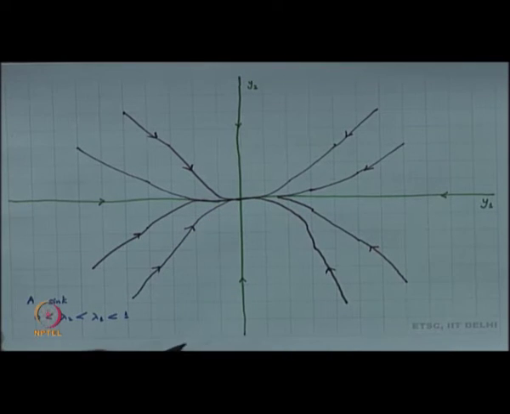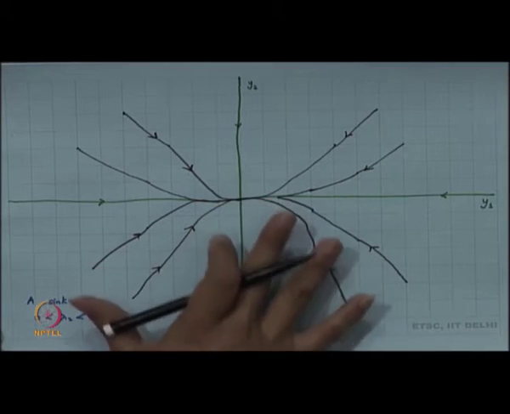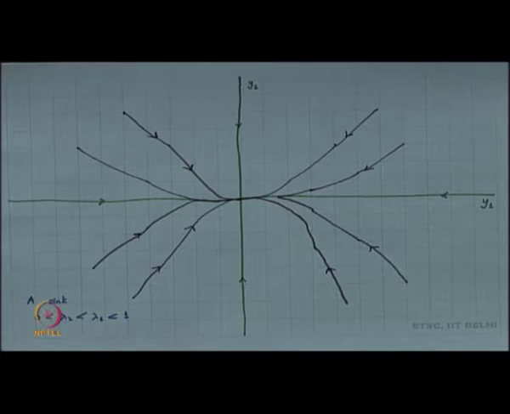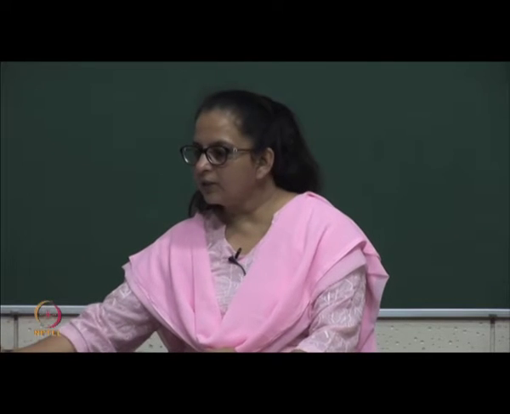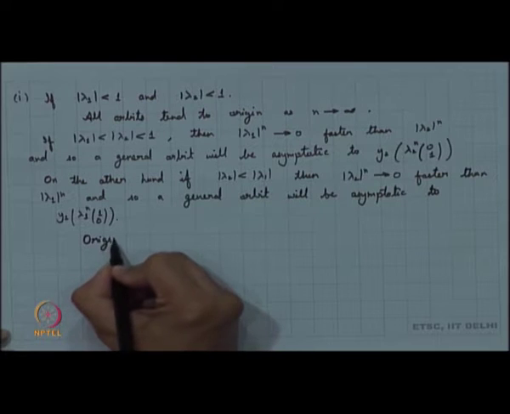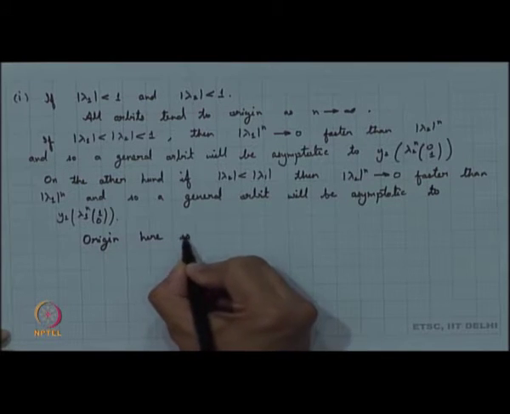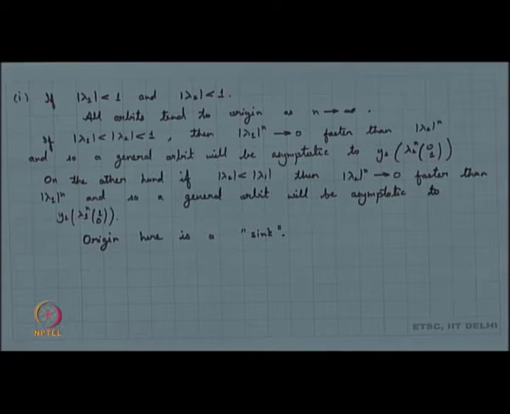So, here also your origin happens to be a sink, but the behavior is different from the previous case. So, this is basically the behavior when you have both eigenvalues less than 1, but the difference in behavior happens when one is less than the other. So, all we can conclude here is that whatever be the case, the origin is a sink. The origin is the only fixed point and the origin here is a sink. Let us look into the second case.